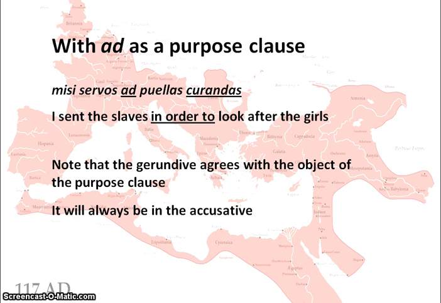And obviously because ad is followed by the accusative, the gerundive is always going to appear in the accusative. So although we said that it's going to decline like bonus, this is actually only ever going to use the accusative. So in the masculine, it's going to be either -um or -os, depending whether it's singular or plural. The feminine is going to be -am or -as, and in the neuter, it's going to be -um or -a.